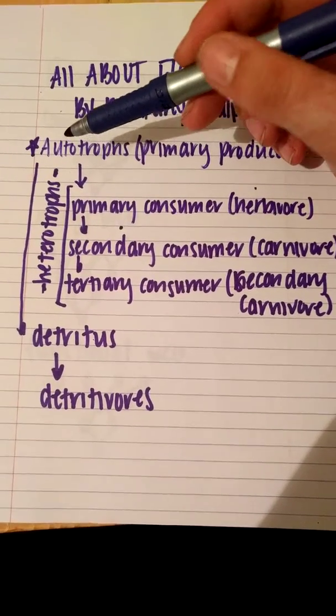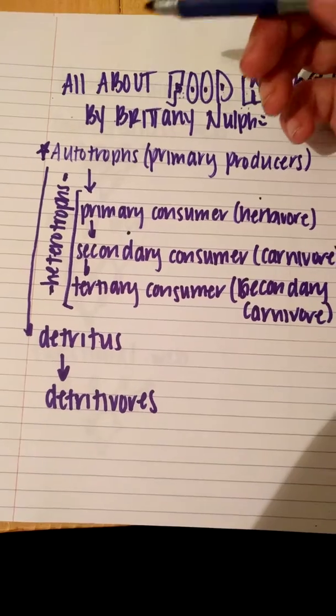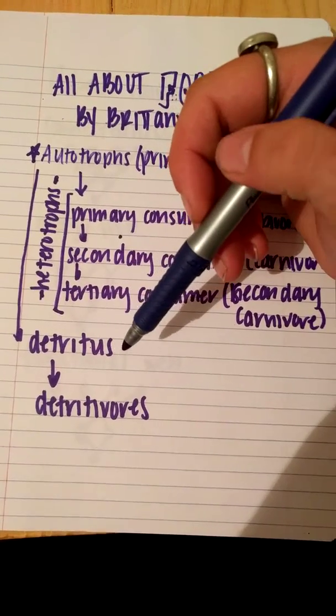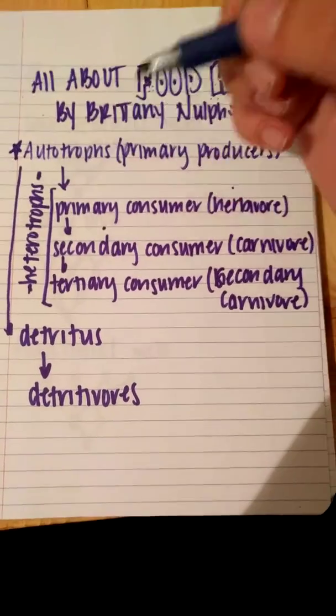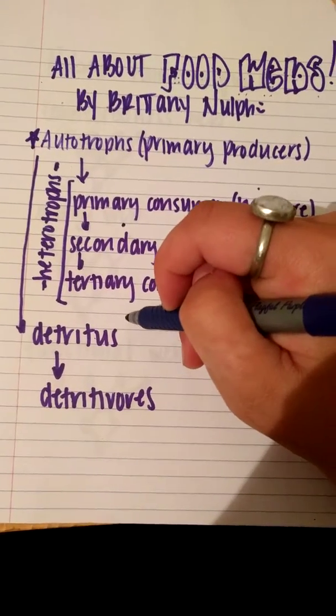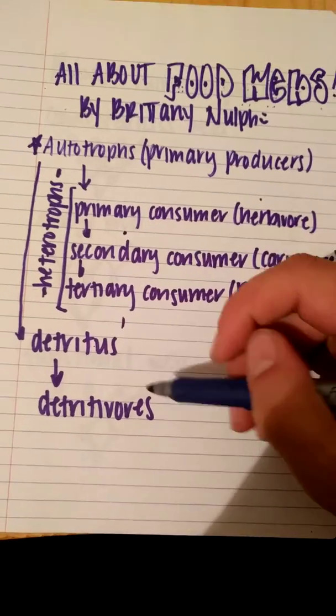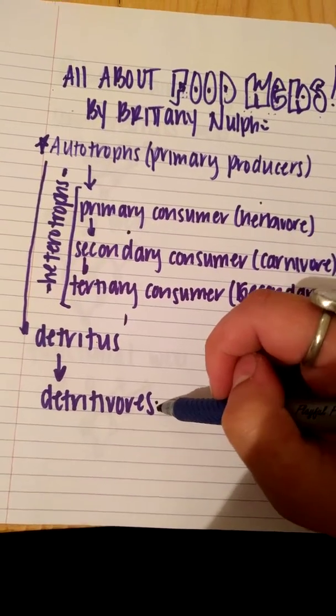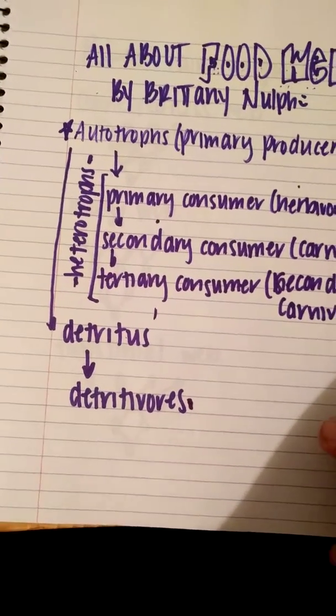After the autotrophs, however, these plants eventually will die and decompose in place, and mixed with animal waste, you have a substance called detritus. And the organisms that consume the detritus are called detritivores.